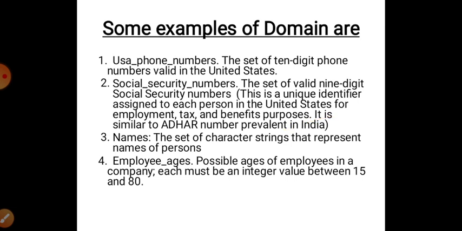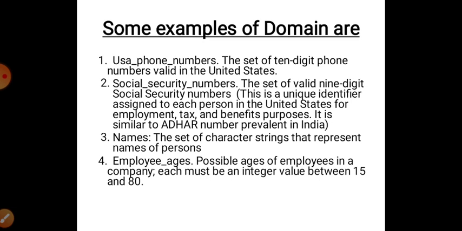Some examples of domains are USA phone numbers. This is the name of the attribute. So, the set of 10-digit phone numbers valid in the United States. Point number 2, social security number. The set of valid 9-digit social security numbers. This is a unique identifier assigned to each person in the United States for employment, tax and benefits purposes. It is similar to the Aadhaar number prevalent in India.